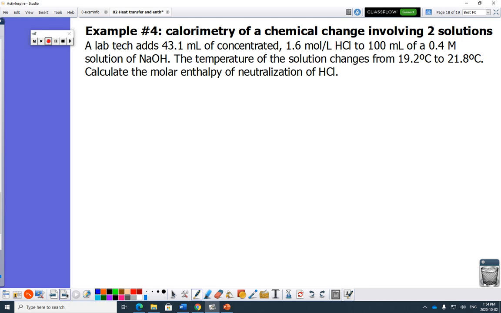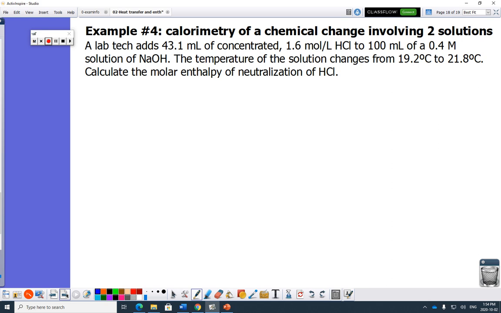So this time we're going to do one that's two solutions. The big difference is in how you calculate moles, and that you have to add the volumes together, okay? So a lab tech adds 43.1 milliliters of concentrated 1.6 molar hydrochloric acid to 100 milliliters of a 0.4 molar solution of sodium hydroxide.